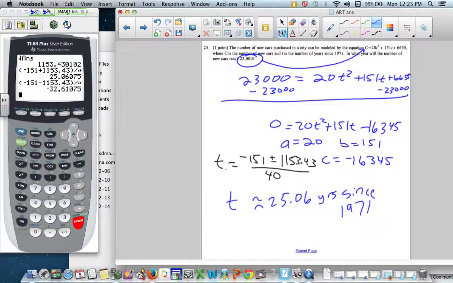So if I add 25 years to 1971, it will be 1996. Or it's a little more than that, so it might be sometime during 1997, depending on what date this starts at in 1971. Okay?